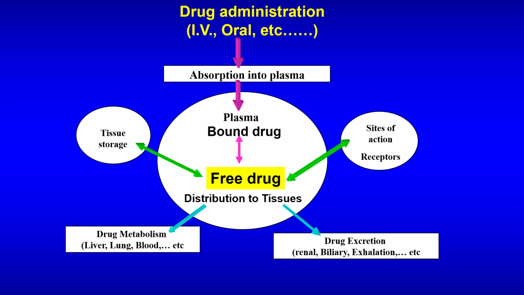Metabolism occurs primarily in the liver, transforming drugs into metabolites. Finally, drugs are removed by excretion through kidneys, bile, or exhalation, completing the journey of a drug in the body from administration to excretion.